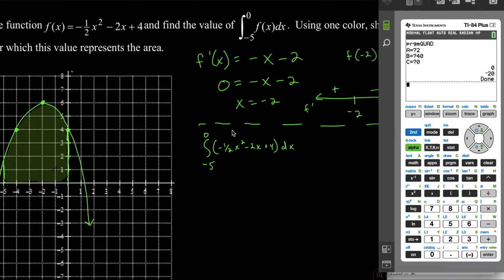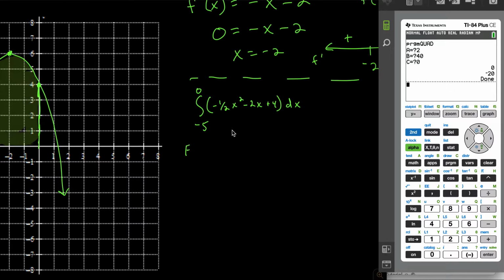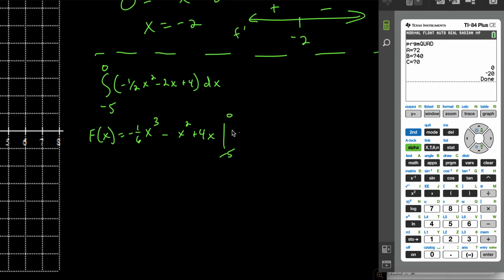So first we've got to find capital F of x, which is the antiderivative. So it's x to the third times 1/3, so it's -1/6 x squared. Divided by 2, it's going to be -1 plus 4x, and we're going to evaluate that from -5 to 0. So here's where you're going to plug in capital F of 0 minus capital F of -5. Don't forget to distribute this negative sign when you start working on the capital F of -5.